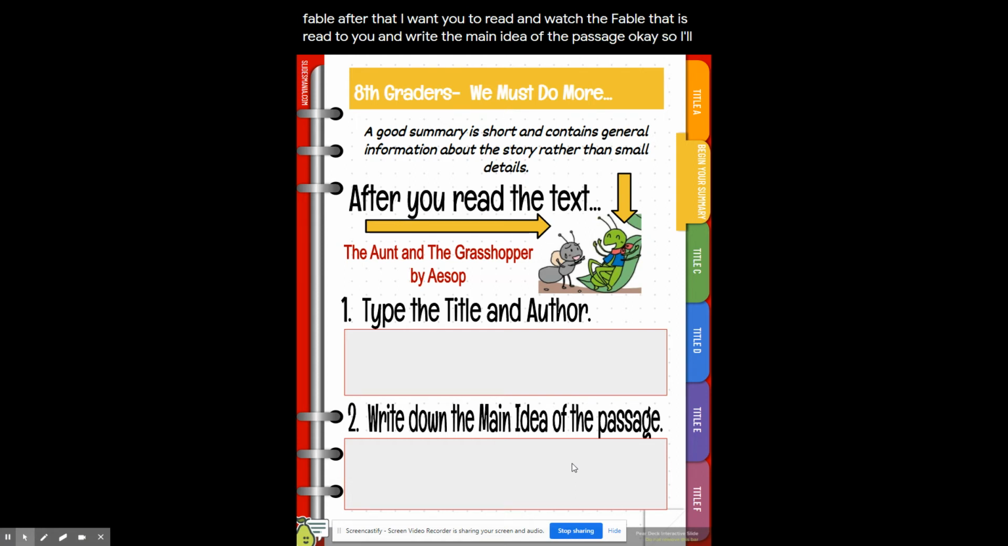Okay, so I'll give you a couple of minutes to do that. When you are finished, you can continue with this lesson. So you'll hit pause for now, do what you need to do with your PearDeck, and then we will continue.